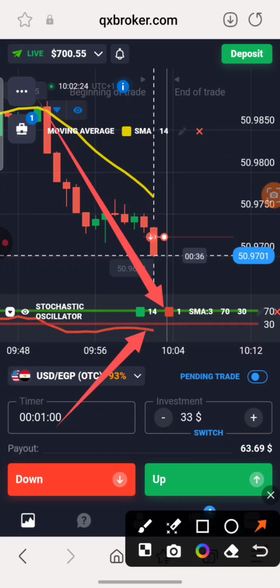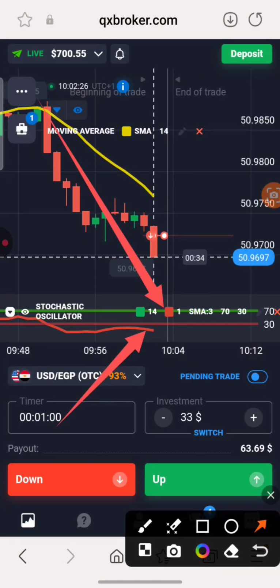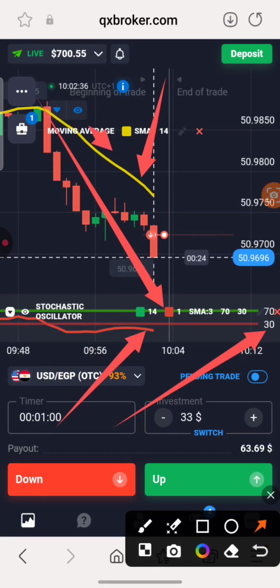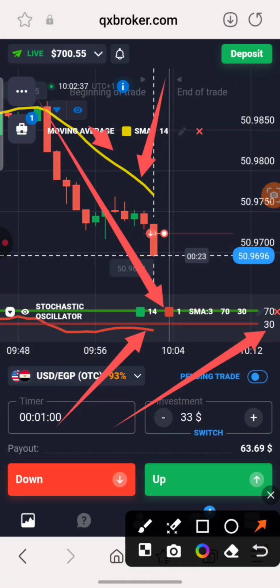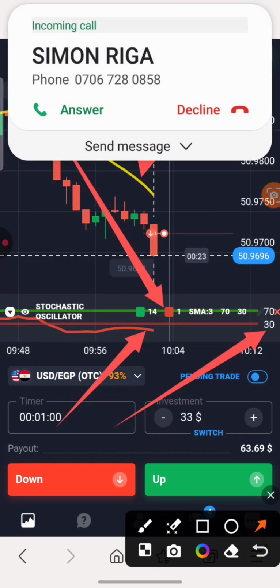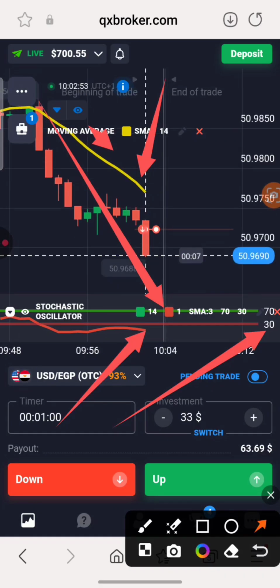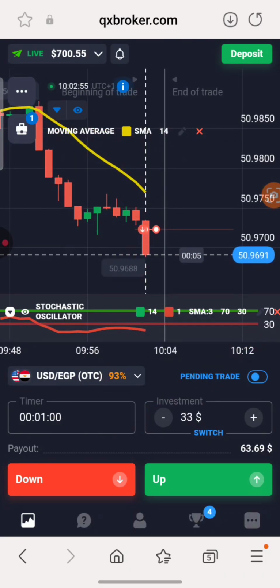If you look at the stochastic oscillator, the line is lying below the 30% line of the stochastic oscillator. If you look at the moving average we are using, it is flowing with the trend, and it is not positioned in a way that any going up candle is going to end the call. So let me just cancel.